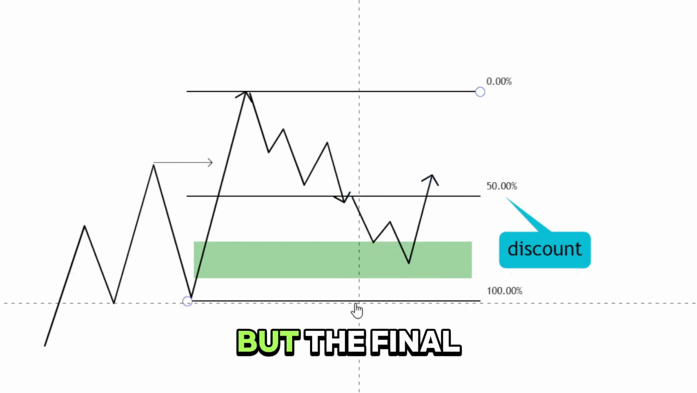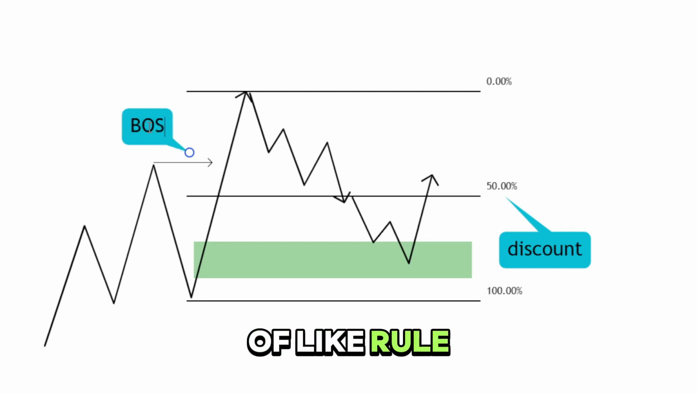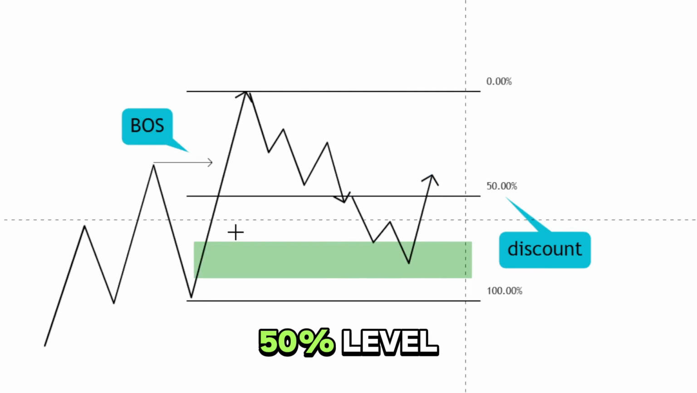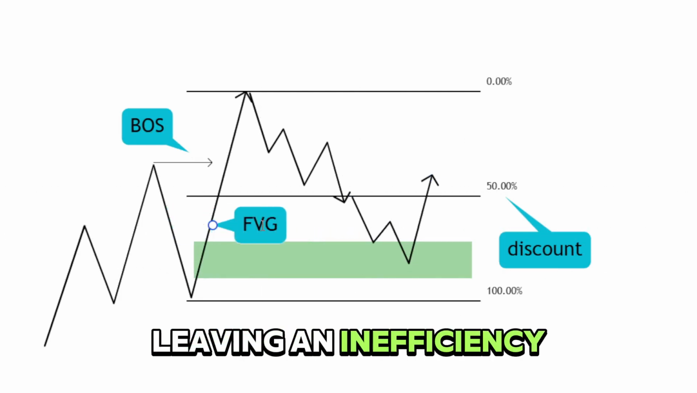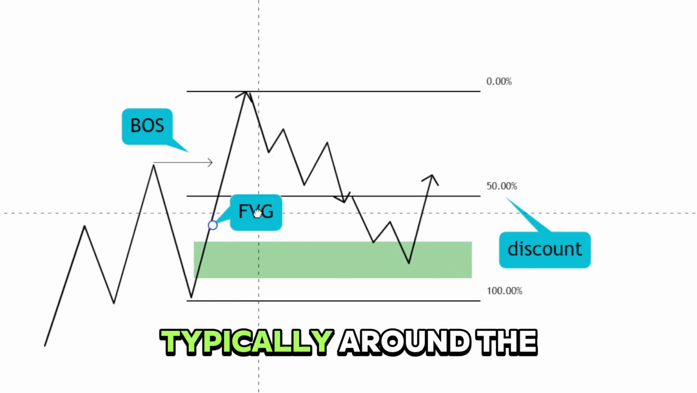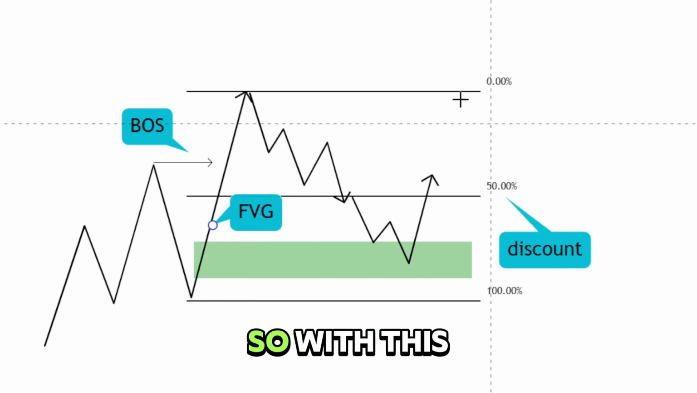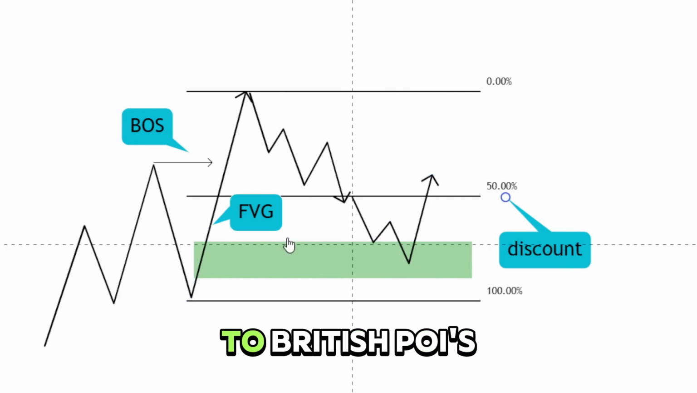we should be looking to buy from this region. But the final thing we want to understand: we've had a break of structure over here, which is rule number one. Rule number two is we want to be in the discount below this 50% level. Our third rule is that we want to have price leaving an inefficiency or a fair value gap, typically around the region, definitely below the equilibrium or the 50% level. So with this in mind, we have our three rules when it comes to bullish POIs.